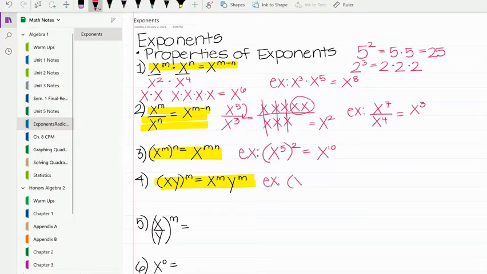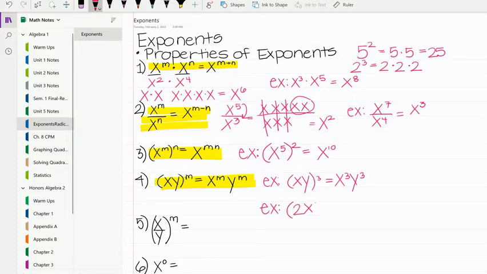So if I have xy, all to the third power, I'm going to make it x to the third and y to the third. So notice I distributed that cube to both parts. Let's try another example.